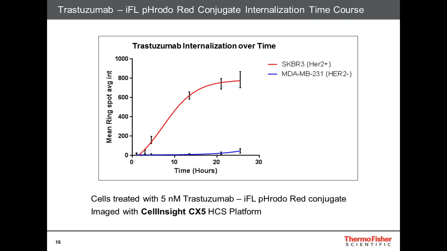We can also look at the rate of internalization using the same system. So in this case, we're again using Herceptin with our SKBR3 HER2 positive cells or another HER2 negative cell line. And as we'd expect, the intensity of spots in a ring around the nucleus, as quantified by the Cell Insight CX5 platform, increase over time until we hit a plateau at around 20 hours, which is consistent across our other experiments and shows, again, the specificity of the biology we're looking at.